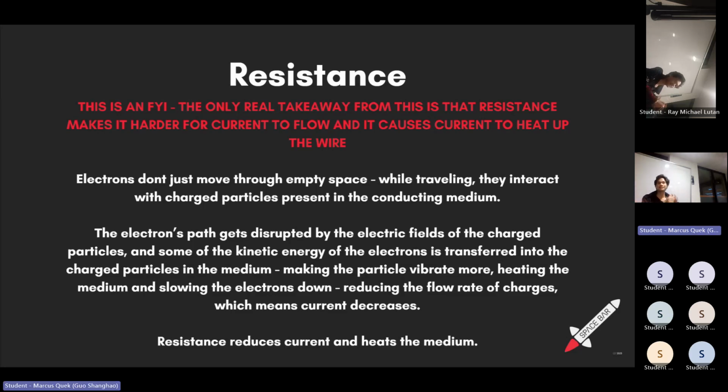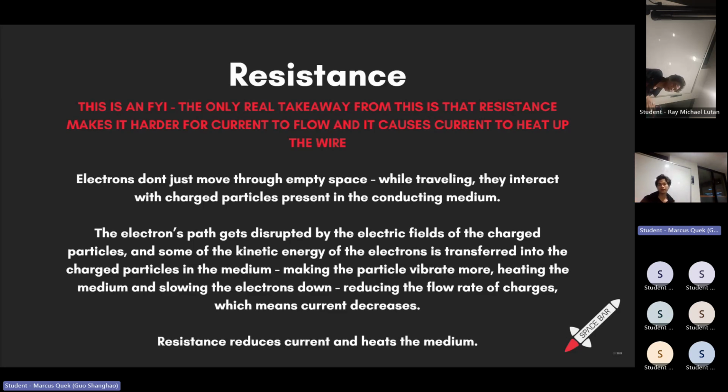So as it hits stuff in the medium, the particles of the medium gain energy in the form of thermal energy. They vibrate when the electron hits it. So therefore, we lose the kinetic energy of the electron to the thermal energy of the medium, and the medium heats up as you pass current through it. So depending on how much current you pass through, the medium might heat up a lot. And this can be problematic when you do real circuit design.